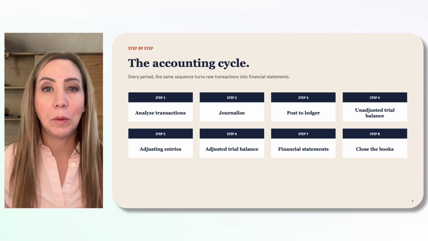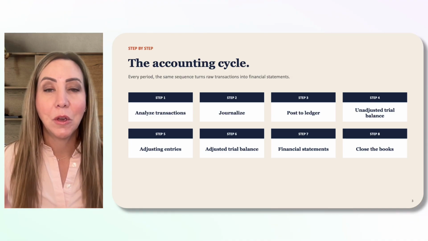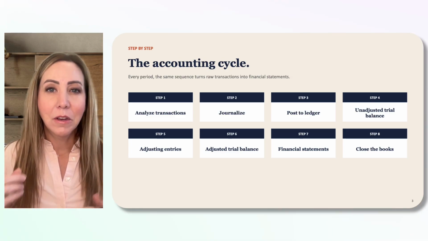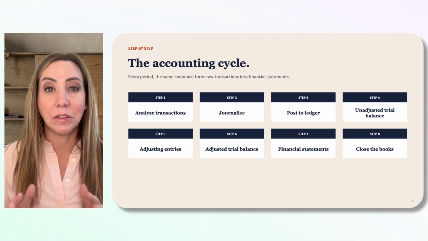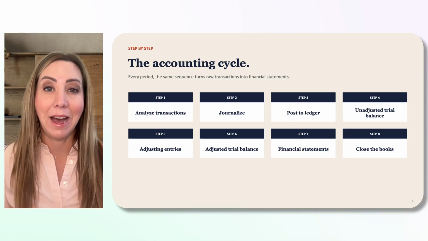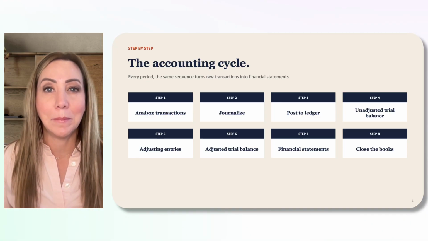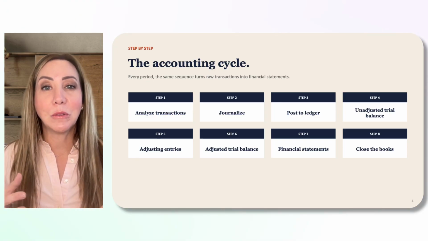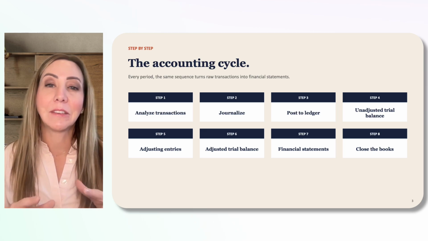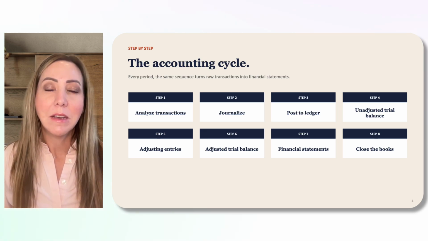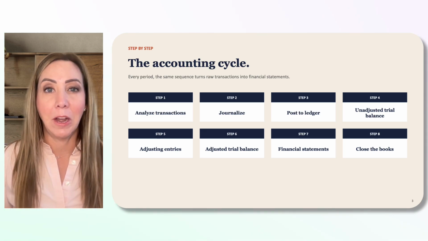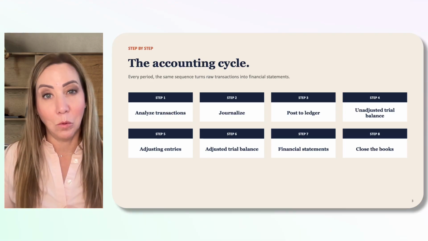Every accounting period, we repeat the same sequence of steps. We call this the accounting cycle. First, we analyze each transaction to figure out what accounts were affected and how. Second, we journalize. We record the transaction as a journal entry with debits and credits. Third, we post those entries to the ledger so each account collects all of its activity in one place. And from there, we prepare an unadjusted trial balance to check that debits still equal credits.